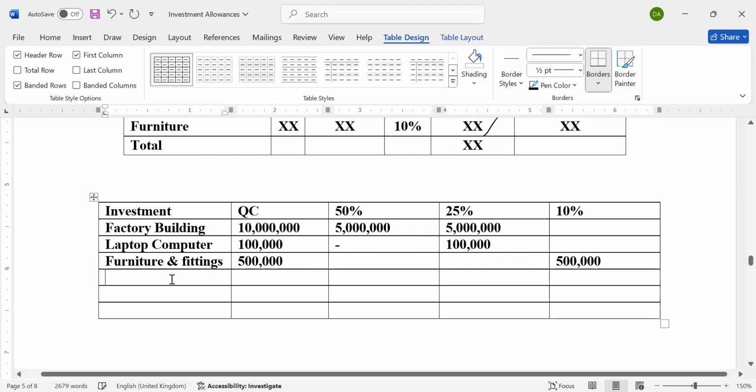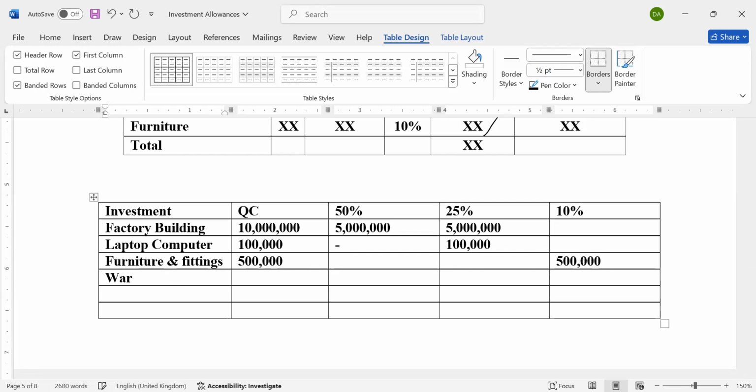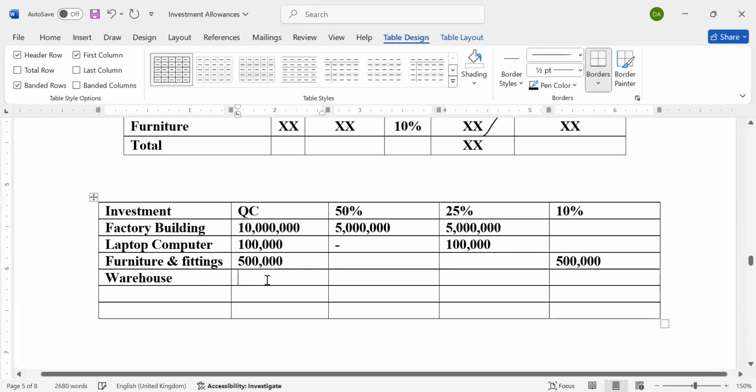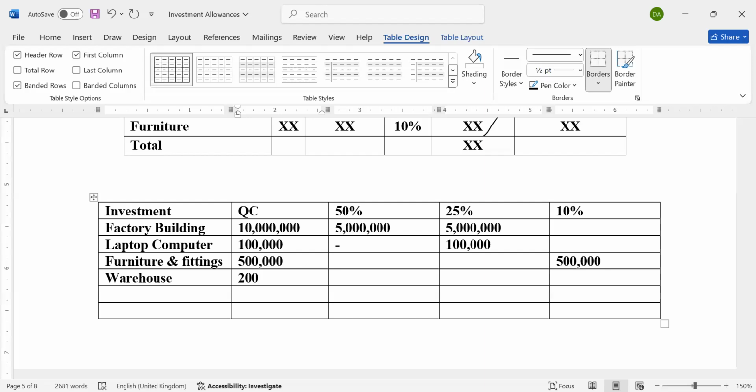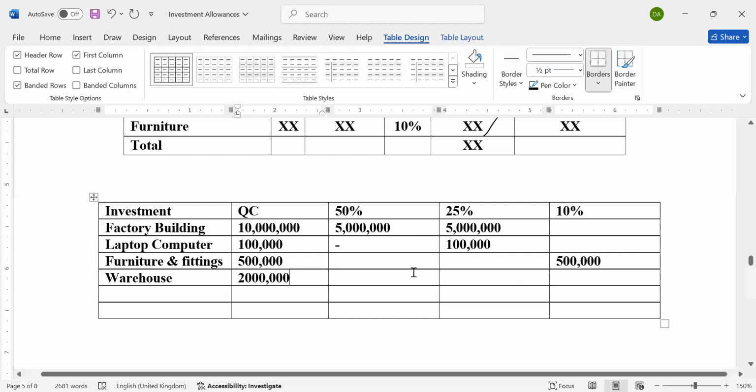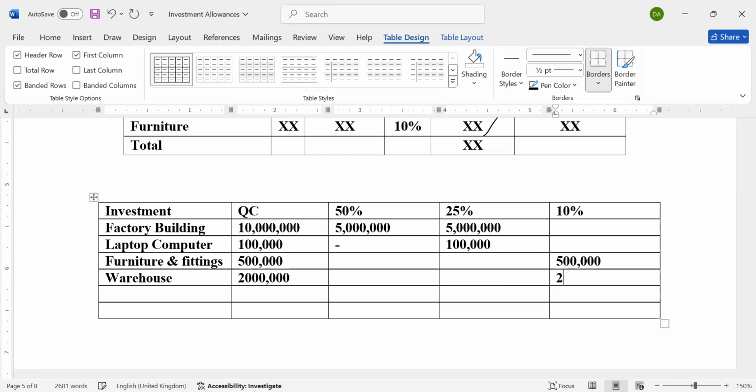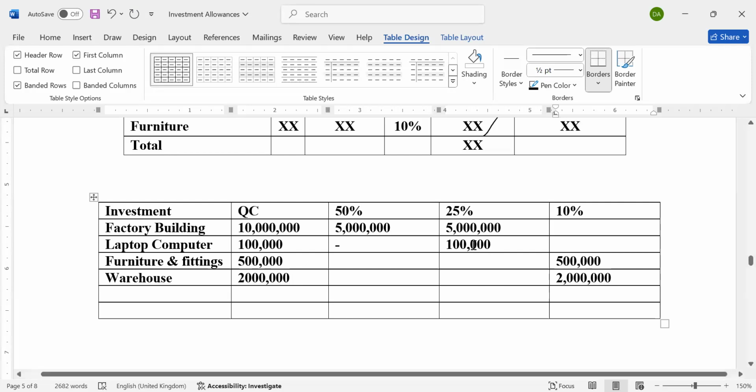Let us take one of the commercial buildings, let's say a warehouse. That is a commercial building. Warehouse worth 2 million. This warehouse only qualifies for 10%, not 50%, not 25%, only 10%. So bring it under 10%. And there we have the warehouse at 2 million. So this method usually is shorter, and if you know how to apply it, it will help you do it faster.